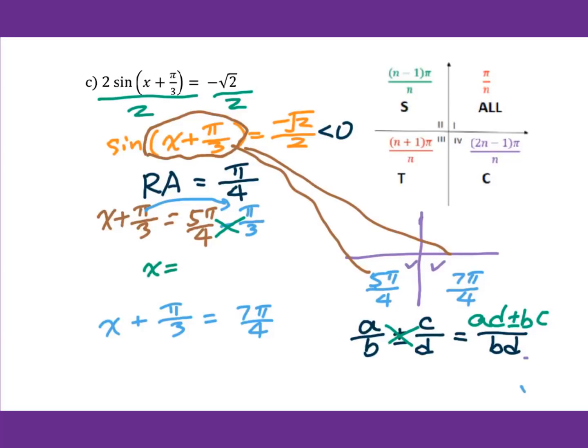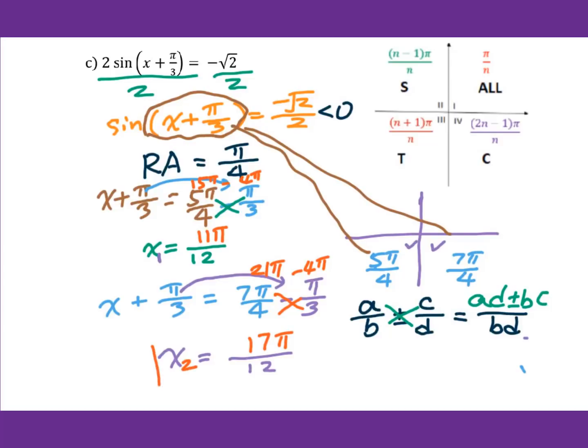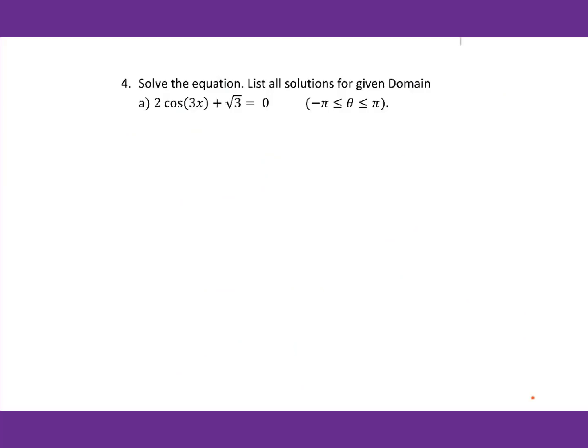Therefore, I will get x equals, denominator is 12, 15 pi minus 4 pi, you will get 11 pi. That's your x1. For x2, we do the same thing, pi over 3. So x equals, denominator is 12. Cross multiply, that's 21 pi minus 4 pi. That will be 17 pi. This will be your x2. That's the solution.